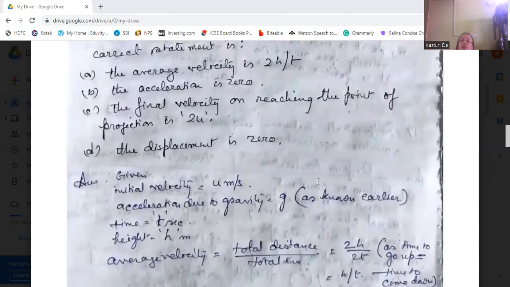So the answer: initial velocity is given as u meter per second, acceleration due to gravity is g as known earlier, time is t second, height obtained is h meter. The average velocity will be total distance by total time taken. So what is total distance? h going up and again coming down, so 2h. And time t seconds to go up and again t seconds to come down, so 2t. That means h by t.